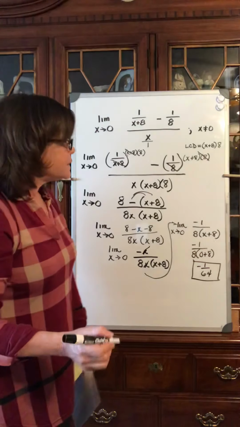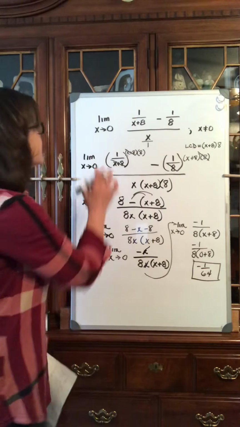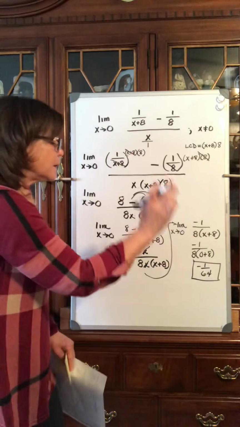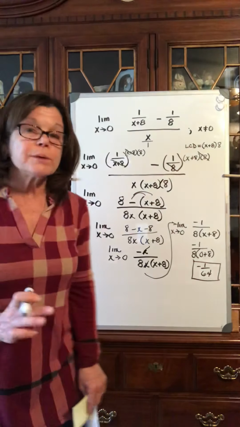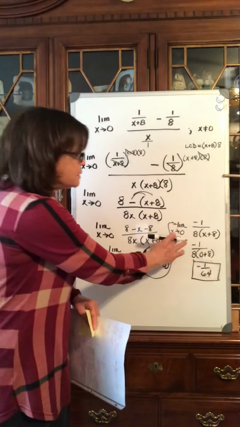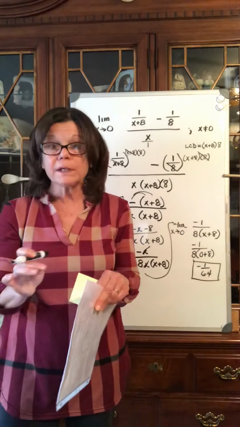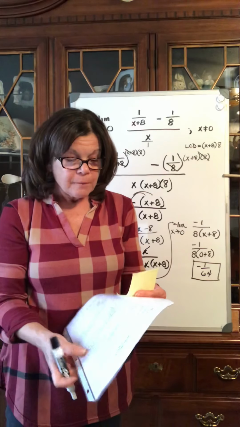So here's another situation where the function is undefined at x equals 0, but the limit of negative 1 over 64 exists. So when you're looking at the graph of the function, as x is approaching 0 from the left and the right, it should be very clear that it's coming to the same y location.